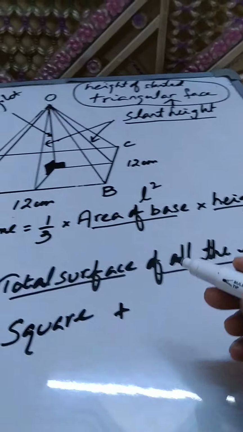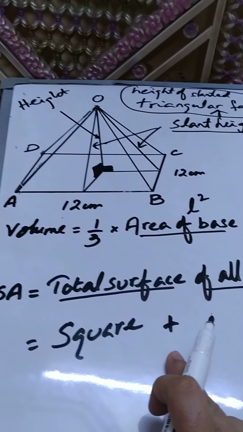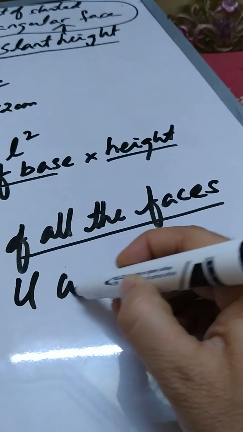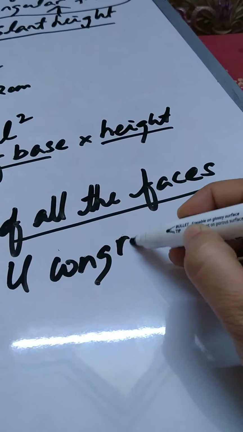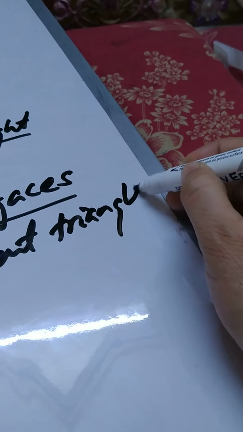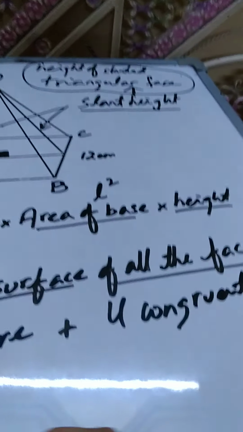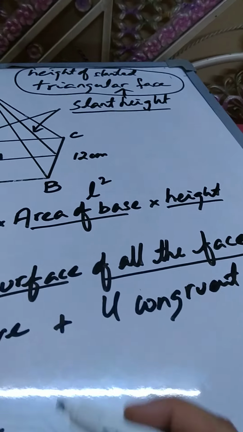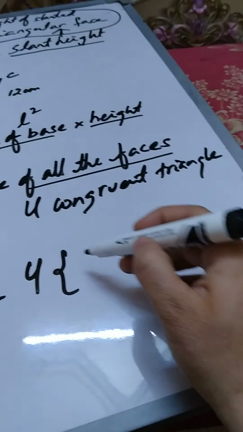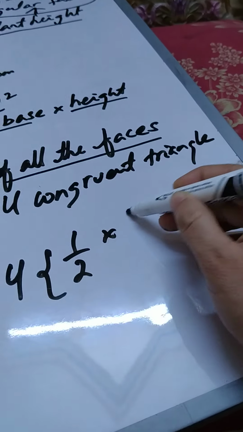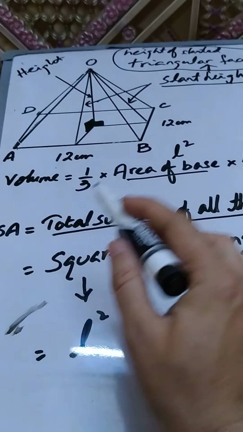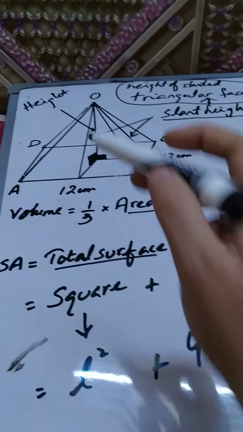plus, along all four sides of the square there will be four triangular faces attached. So one square plus four congruent triangles. All four triangles are congruent. We know that the area of a square is always L squared, length multiplied by length, plus four triangles. The area of one triangle is half multiplied by base multiplied by height. So surface area means the total surface of all the faces. This is a square base pyramid.